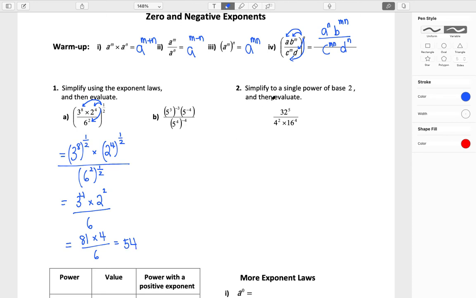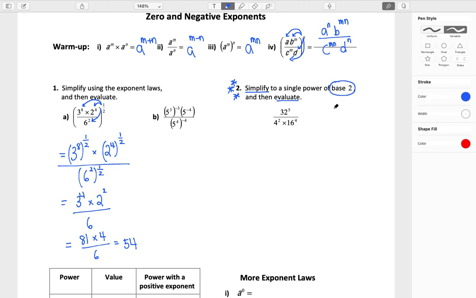Now, if you take a look at number 2, number 2 is a thinking question. Very good question. The question says simplify and evaluate. So you notice that the bases are all different, 32, 4, and 16. But they share the same base, which is a base of 2. So I can simplify by changing all of these different bases in terms of 2.